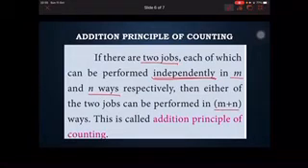Independent jobs. If the two jobs are independent, then we can add. If the two jobs can be done only in succession, then we can do it in multiplication, m into n ways. Okay.